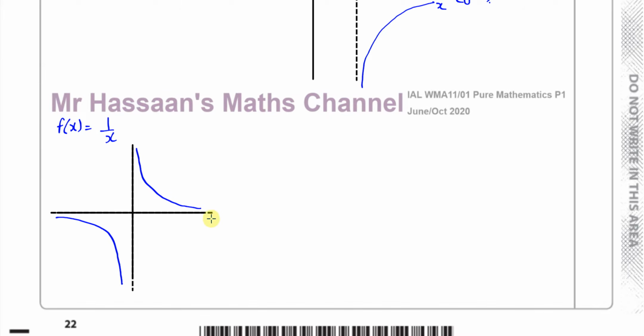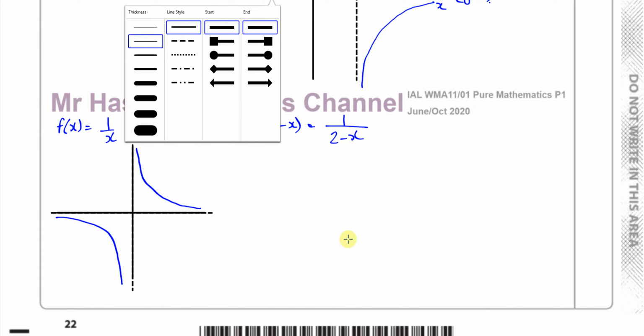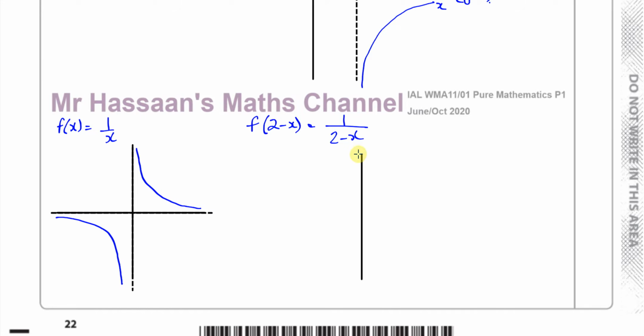Now, when you think about the new function, which is 1 over 2 minus x, this is what has happened. You replace the x with 2 minus x. That's how you get 1 over 2 minus x. Now this transformation, if we think about it purely in terms of transformations, is where you're going to have some problem, because in terms of what you've learned in transformations, you'll say this is like f of minus x plus 2.